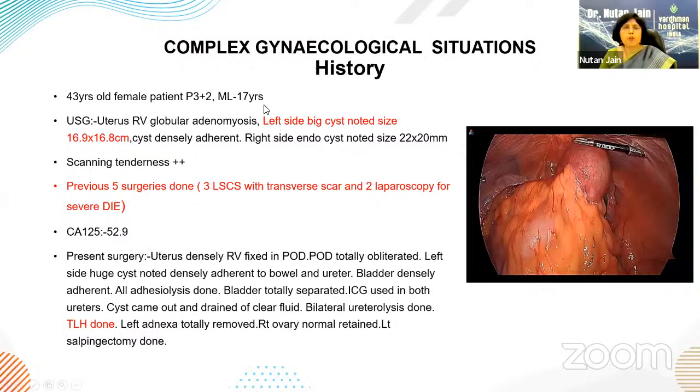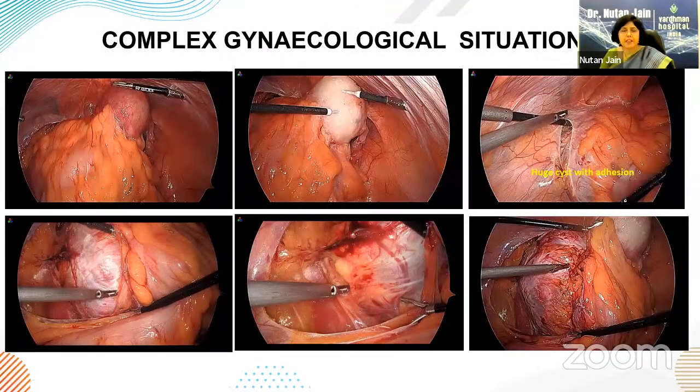We call them complex gynae surgeries wherever we have at least three factors for a complex TLH. So this case had previous five surgeries: three LSCAs by transverse scar, and two laparoscopies for severe DIE. And she had a very big cyst on the left side. So making videos of such extensive cases is difficult. So I'll just give you a trick.